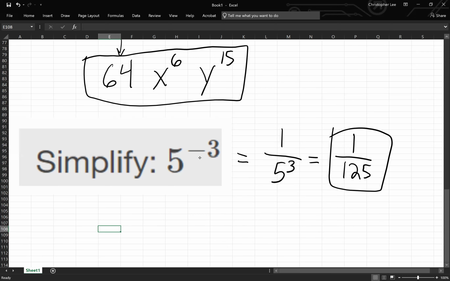So whenever you have a negative exponent, you have to throw it down into the denominator and make it positive. So it's illegal for me to have negative exponents. So that's how we get rid of it. Just put it in the denominator and make it positive. And then the 125 is just 5 to the third power. So 5 times 5 times 5. That's it.